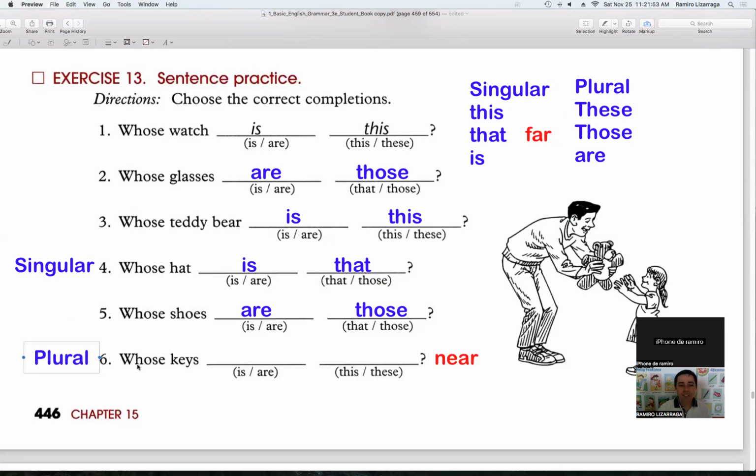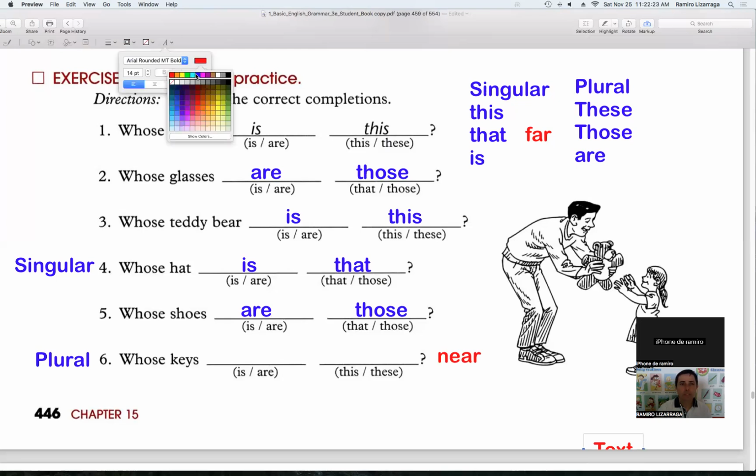This is near. And it is plural. Look at this. Question number 6, it's plural and the objects are near. What are the objects? The keys. So the keys, which are plural and are near me, are near to you or me. So how can you complete the question number 6? Would you please complete it? Who can complete it? Please complete it.